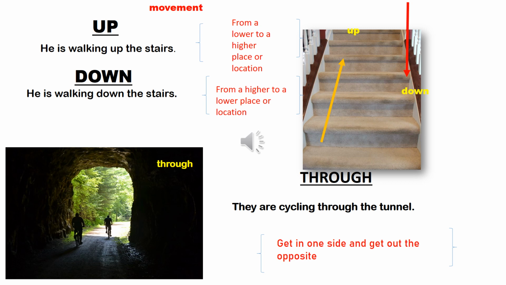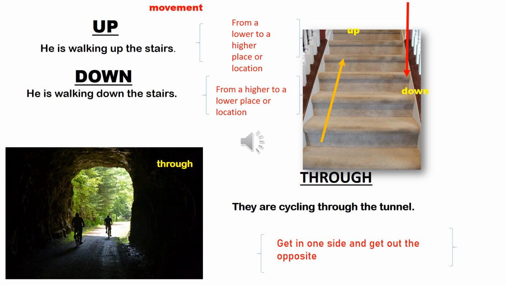And the opposite happens with down. Look at the example. He is walking down the stairs. We are having a red arrow towards the downward position. When something or someone or the movement is from a higher to a lower place or location, in that case we do use down. Same way here we are also having sense of motion or movement.